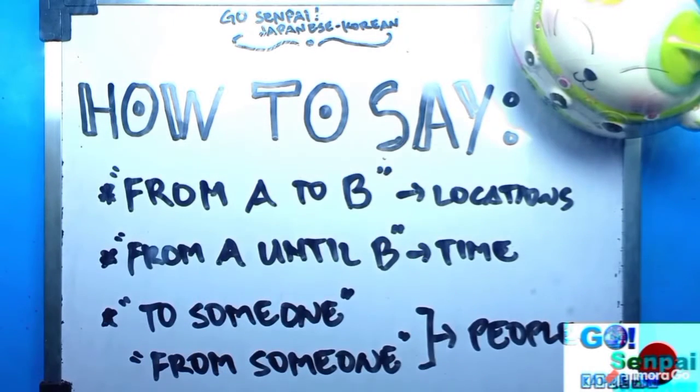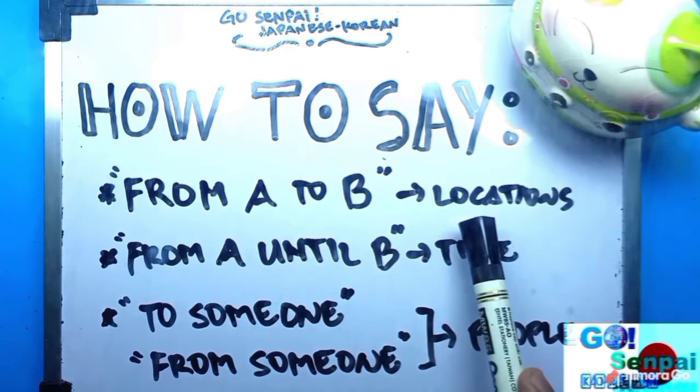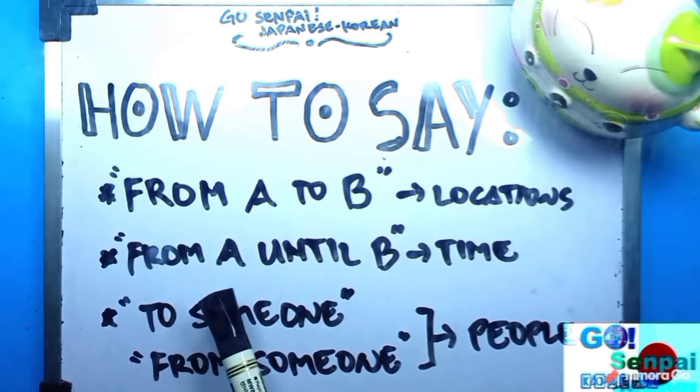안녕하세요 여러분, 반갑습니다. 제라도입니다. So in this lesson, we are going to introduce how to say from A to B when talking about locations and from A until B when talking about time. Also, how to say from someone and to someone when referring to people. If you're ready to study with me, then gacha!